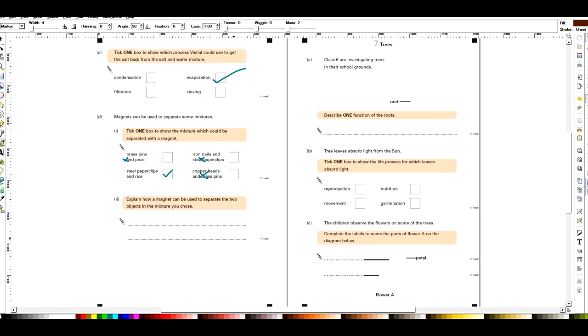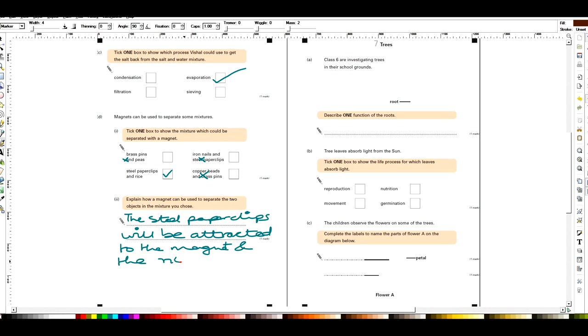Next, it says: explain how a magnet can be used to separate the two objects in the mixture you chose. So 6D part 2. We can say here the steel paper clips will be attracted to the magnet. They attract the magnet, and the rice won't.